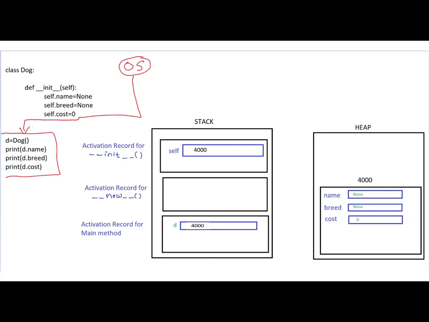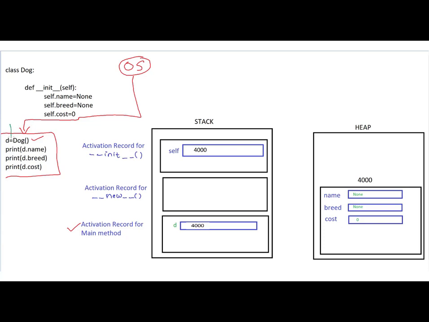Once control is given by the OS, it creates an activation record for the main method. That is what I have created here. After creating the activation record, it writes whatever lines or statements are present in the main method into this activation record. So now we have the first line, d is equal to Dog class. Now our control is present here. I have shown it with this green color.